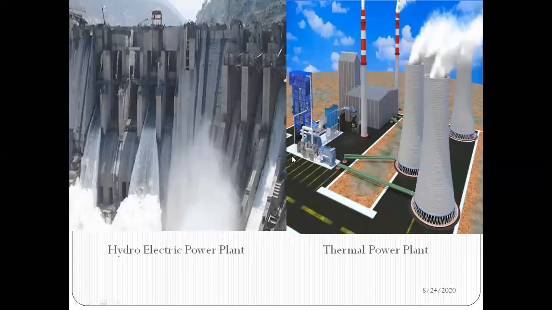Now you can see on your picture you have different types of power plants. The first picture is a hydroelectric power plant, and number two is a thermal power plant. The picture of this hydroelectric power plant is a real picture, and it belongs to the Baglihar hydroelectric power plant. I clicked this picture myself at the Baglihar hydroelectric power station. And here you have a thermal power plant. We will discuss in coming lectures what is meant by hydro, thermal, and all that.